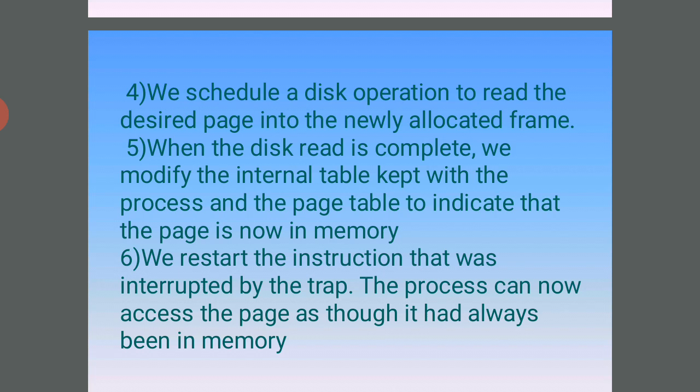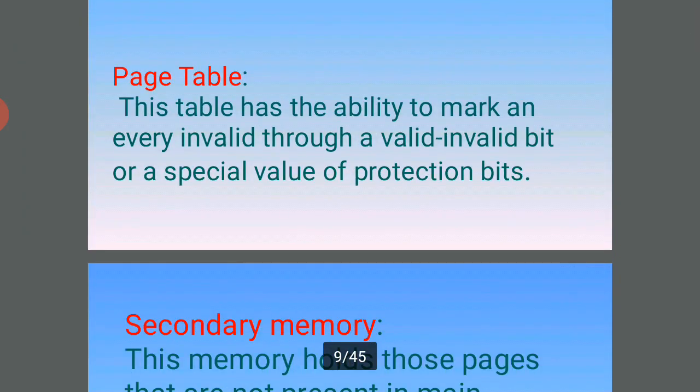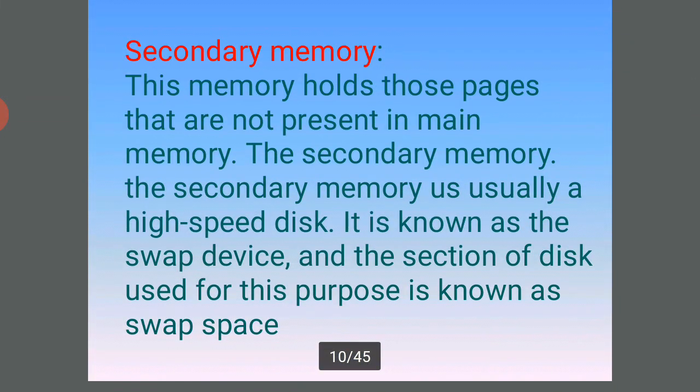Next is the page table. Already yesterday we discussed what a page table is. The page table has the ability to mark an entry invalid through a valid-invalid bit or a special value of the protection bits. This is the pure demand paging and page table, and the next topic is secondary memory. So what is secondary memory?